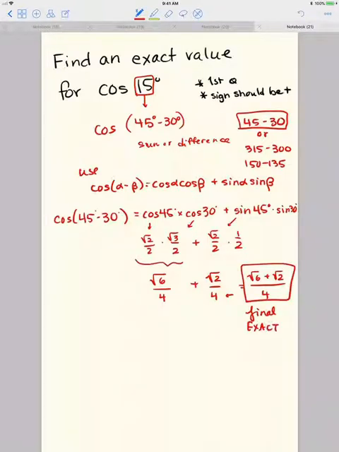exact answer. Of course, with your calculator in degree mode, you can type in cosine of 15 and get that decimal value for it. But when it asks for the exact answer, we'll use the difference formula and come up with an exact answer that's most likely in radical or fraction form. All right, so there's cosine of 15 degrees.